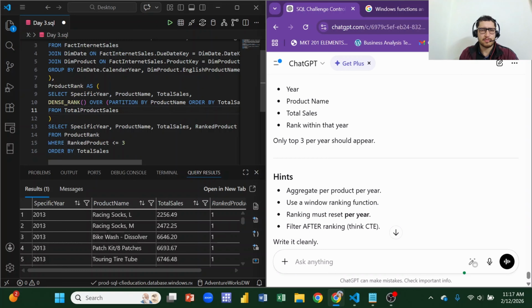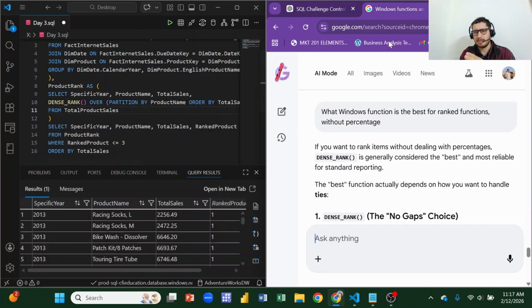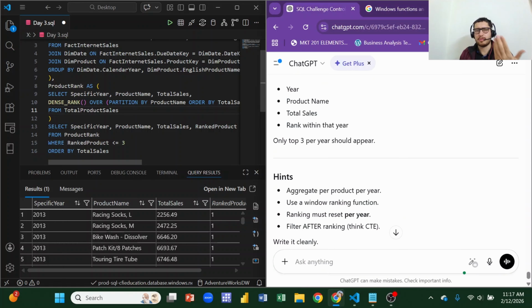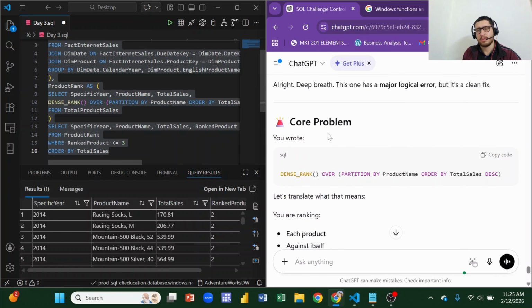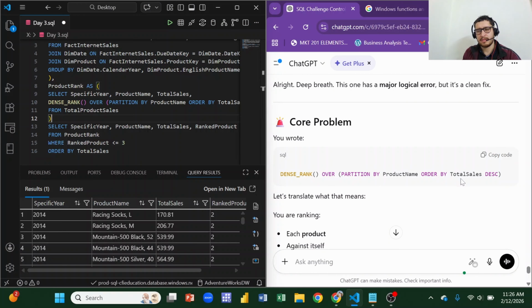So dense rank can be used for the top 3 things. I didn't specifically mention top 3, but I said that without percentage, if I want to find the best rank, it said that it is dense rank. So I applied the dense rank. GPT says, all right, deep breath. This one has a major logical error, but it is a clean fix. So what is the core problem here? I wrote dense rank over partition by product order by sales DESC.